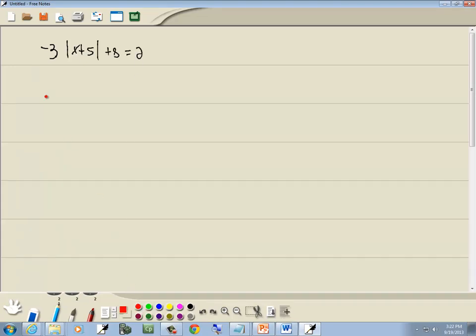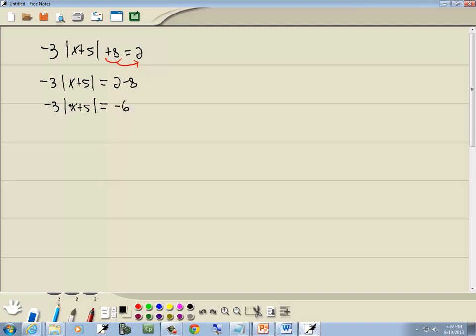Well, our first thing we need is to have the absolute value by itself. So I need to work on getting rid of those numbers. We're going to take this constant term to the right side. Whenever you move any constant term over to the other side, the sign changes. So the positive 8 becomes a negative 8. 2 minus 8 gives us negative 6.